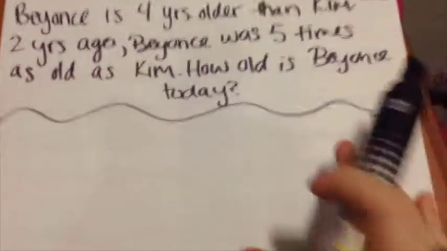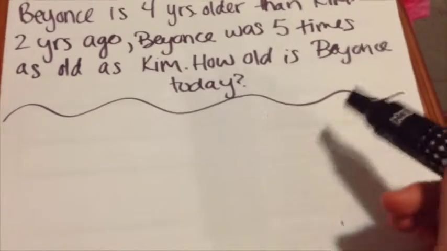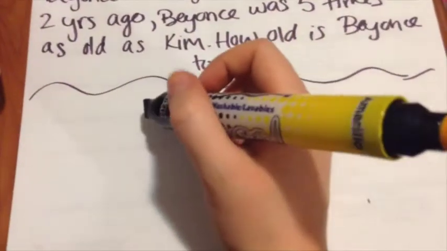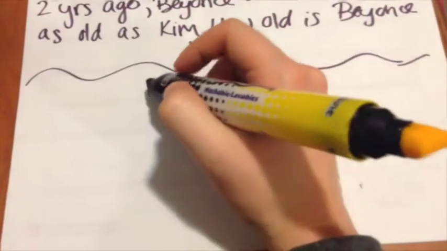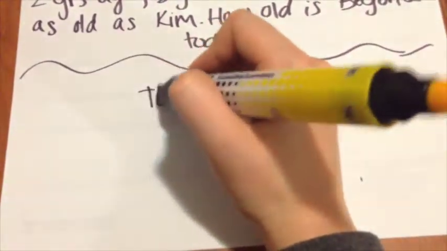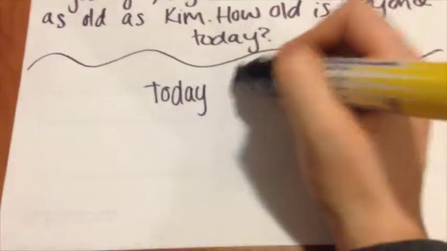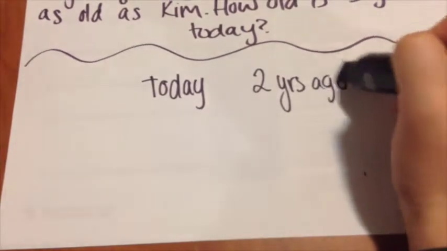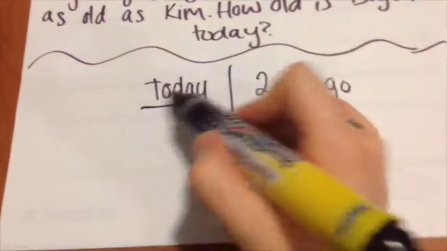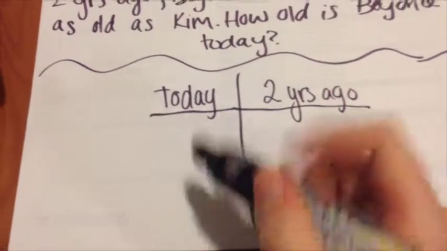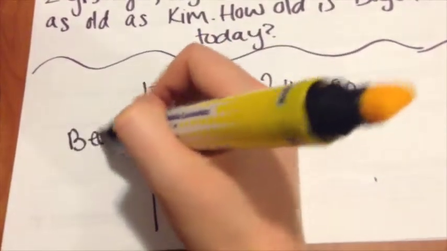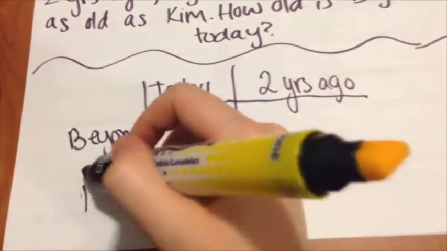So, my thought process goes to breaking this up into today and 2 years ago, since we have 2 different times. So, I'm going to do a chart. I would say today's age for the 2 and 2 years ago, and I would make a chart with my 2 lovely ladies, Beyonce and Kim.